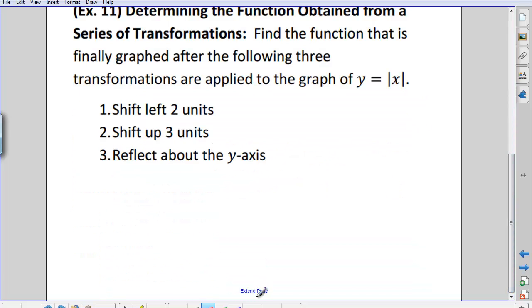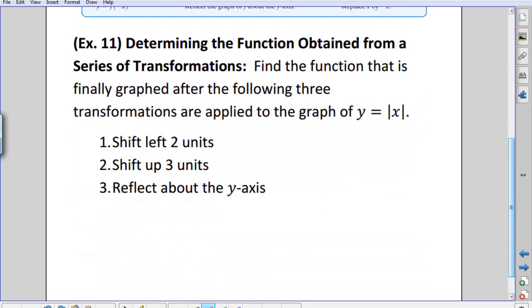Okay, so here's a good question. This is kind of the classic question from this section here. Find the function that's finally graphed after the following 3 transformations are applied to the graph of the absolute value of x. So we want to find out what our new function is after we do this transformation. First we want to shift it left 2 units. So we're starting with this guy right here. After step 1, if we shift it left 2 units, that's a plus 2 inside with that x.